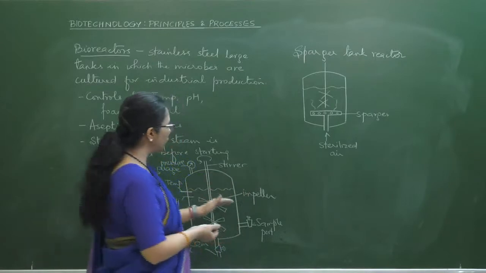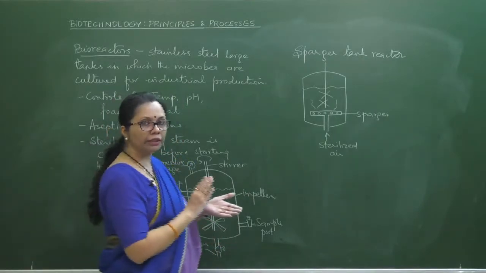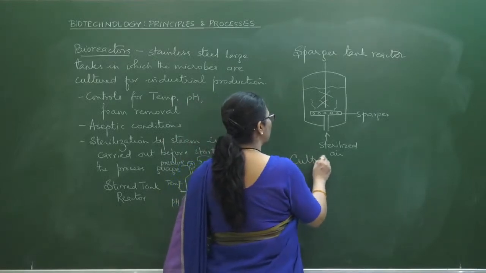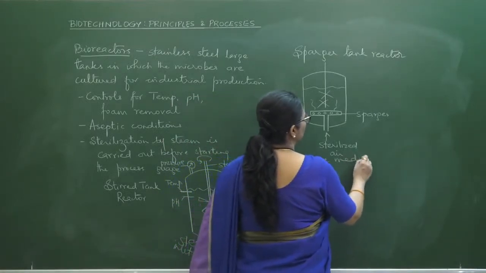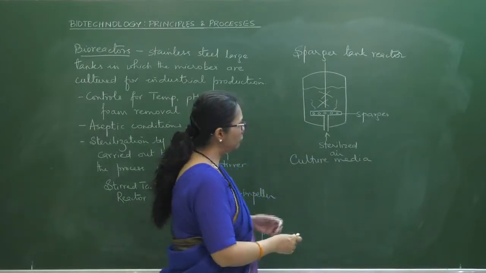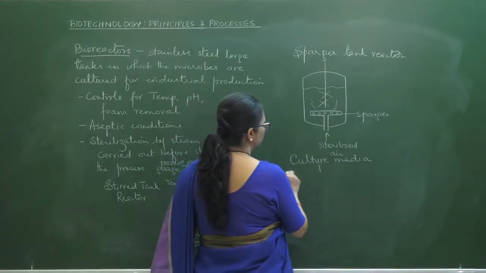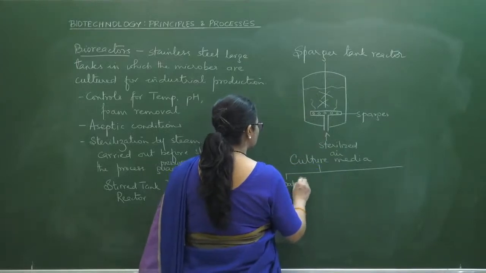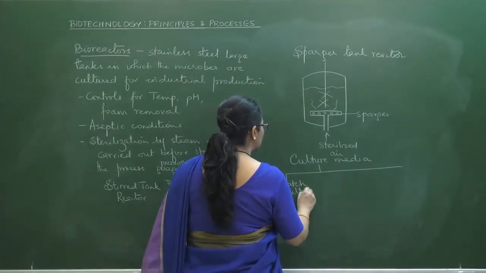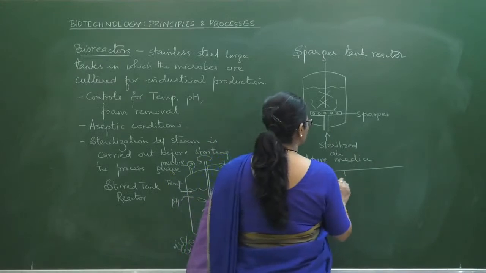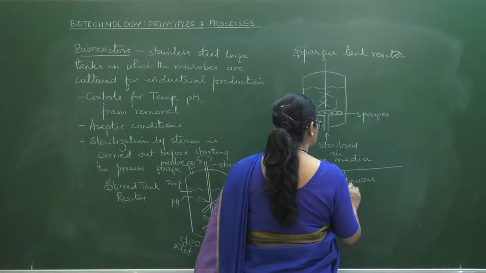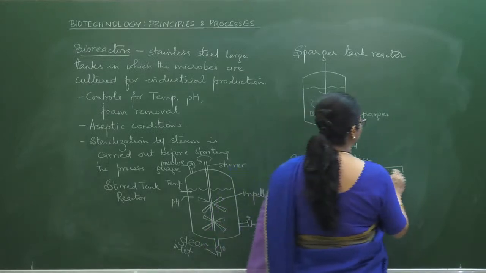Then this culture medium which we are taking, we can categorize into three types basically on the basis of culture media. One is called the batch culture, another one is called the continuous culture, and the third one is called fed batch culture.